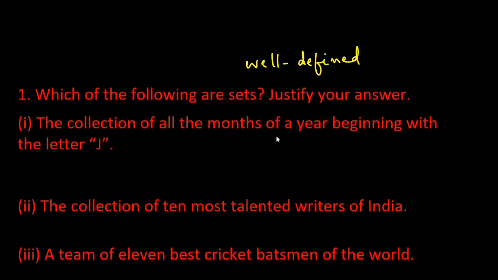Collection of all the months of a year beginning with letter J. So everybody knows the months. Here the months are January, June, July. There is no ambiguity. So this is a set.